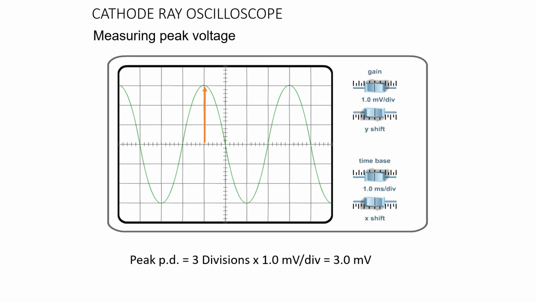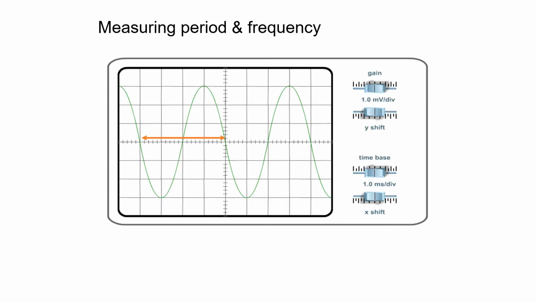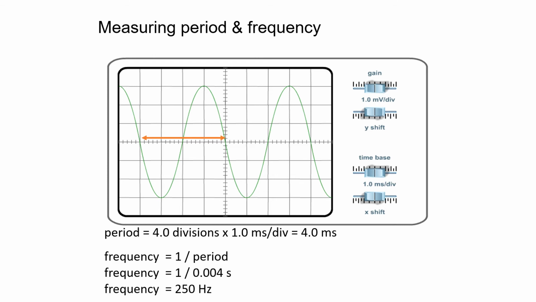So this we have already seen, how to measure the peak voltage. We have taken the number of divisions as 3 divisions into 1 millivolt per division. Then you get 3 millivolts as the amplitude of the wave peak voltage. This is how we measure the time period of the sine waveform, and from there 1 over T gives you the frequency of the signal.